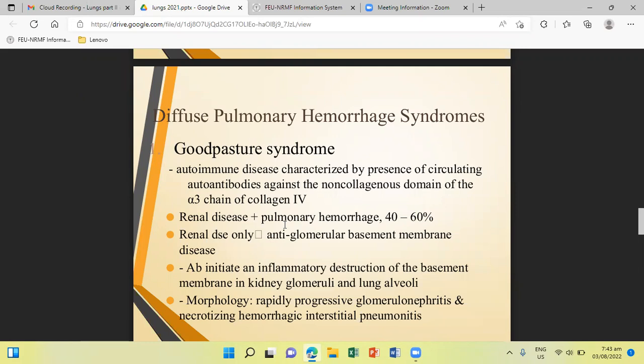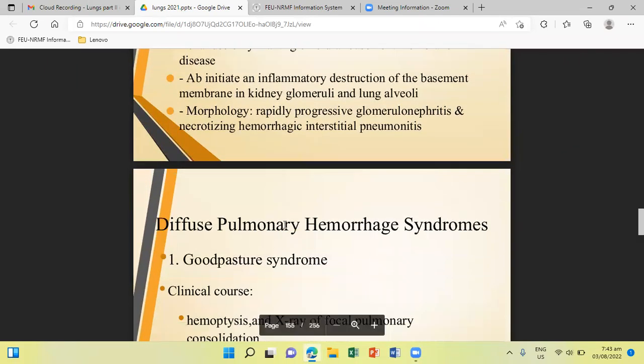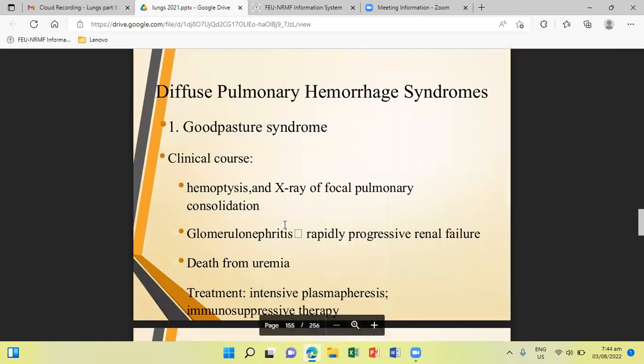It is due to circulating autoantibodies against the non-collagenous domain of the alpha-3 chain of collagen type 4. When only renal disease is caused by this antibody, it is called anti-glomerular basement membrane disease. Goodpasture syndrome designates the 40 to 60% of patients who develop pulmonary hemorrhage in addition to renal disease. So again, pulmonary hemorrhage and renal manifestation. So how do you diagnose that? Of course, X-ray is again needed.